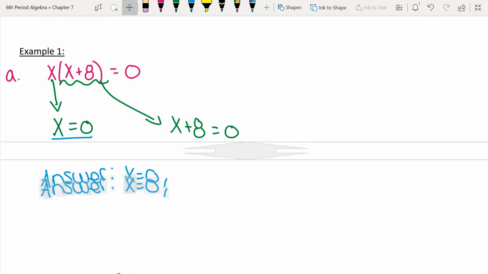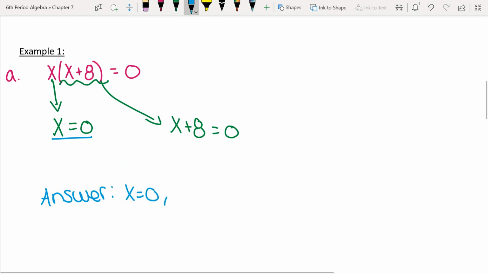But on my other expression here, I have x plus 8 equals 0. Well, this is a one-step equation. To get x by itself, you subtract 8. So this says x equals negative 8. And that would represent my other answer.